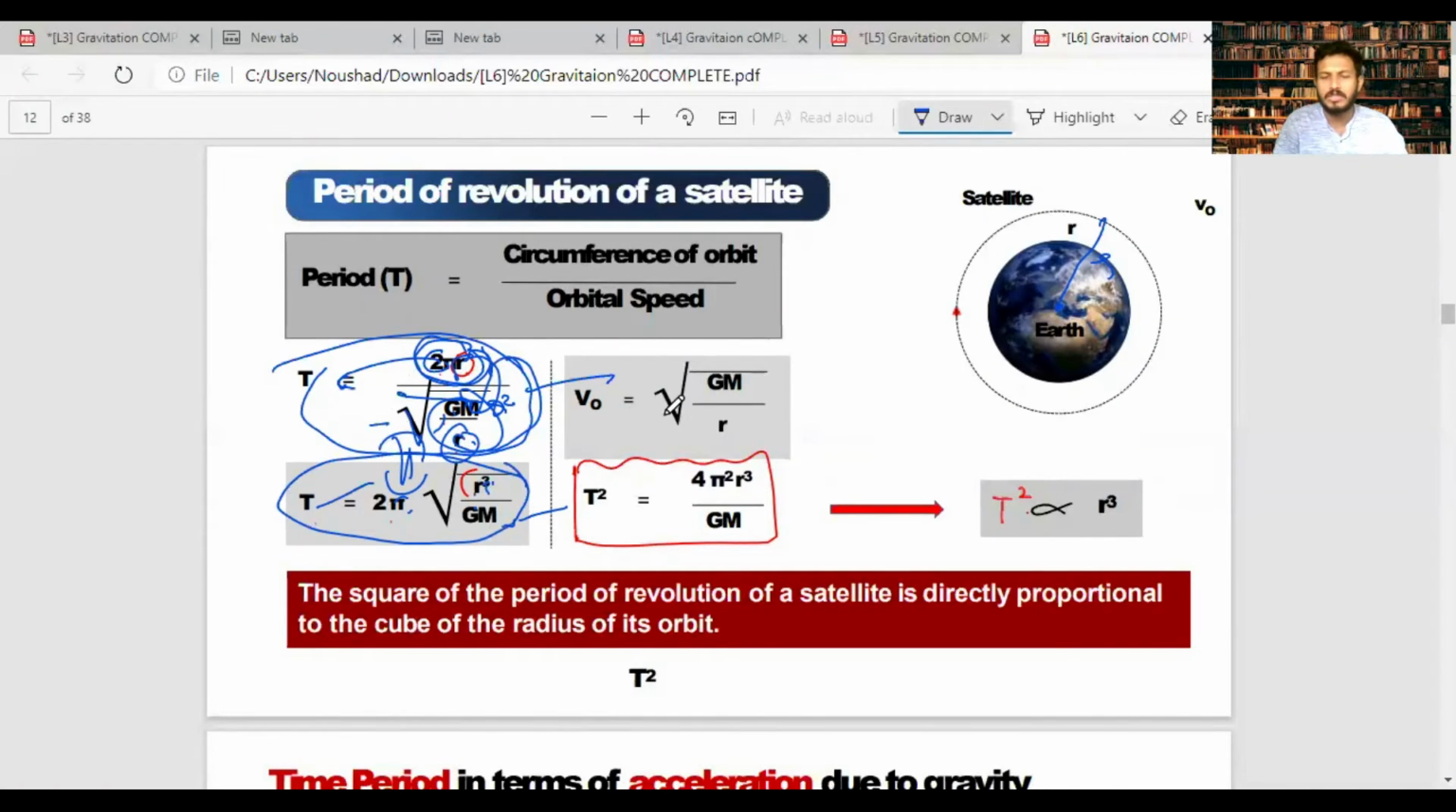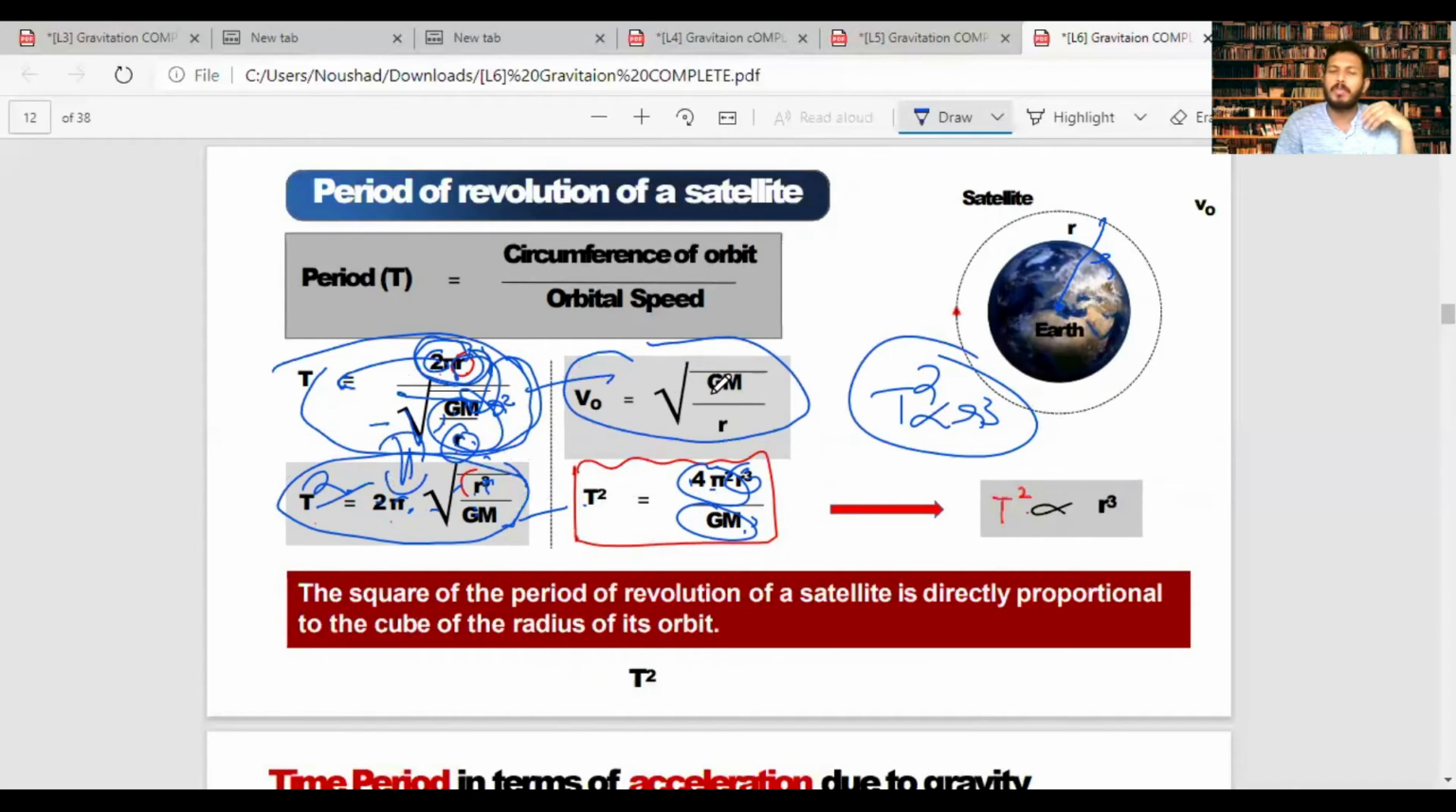This equation is also noticeable. V0 equal to root GM by r, a very familiar equation. So T square is equal to 4 pi square r cube by GM, that is, squaring this equation. T square proportional to r cube. The time period square is directly proportional to the cube of the radius, the third power of the radius.